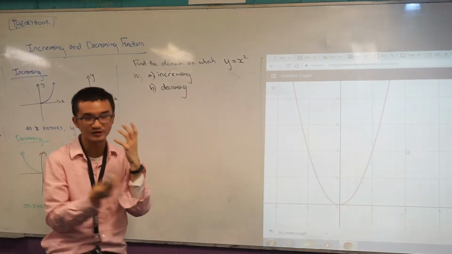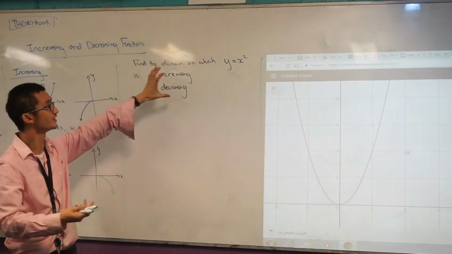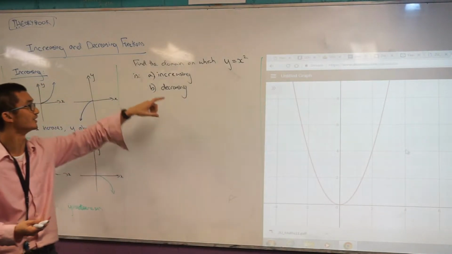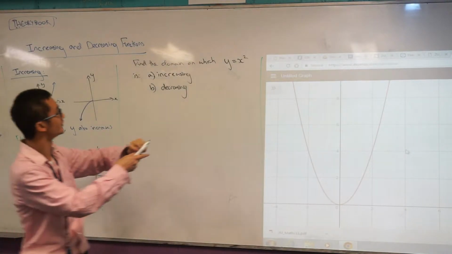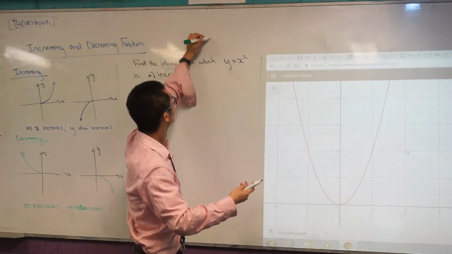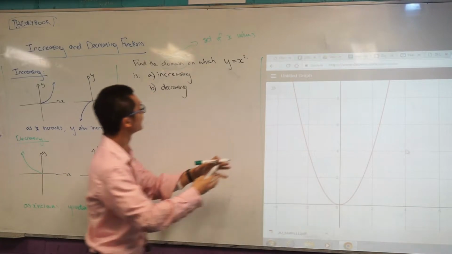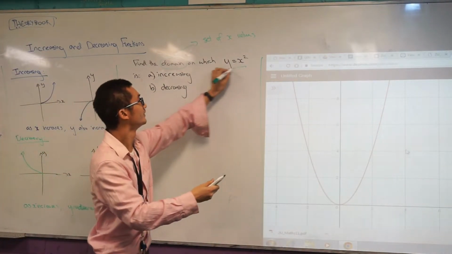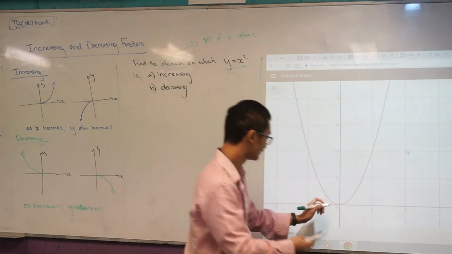But then they'll want us to apply that knowledge. And they'll ask us questions like this. So they're saying, find the domain on which y equals x squared is increasing and decreasing. Okay, first things first, the domain. We know that that's a set of x values. So we're looking for the set of x values where this graph y equals x squared, and that's just a normal parabola with a vertex at 0, 0.